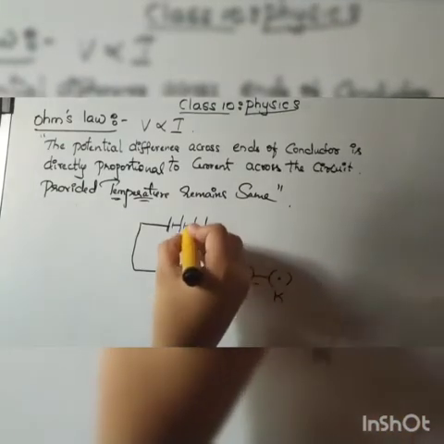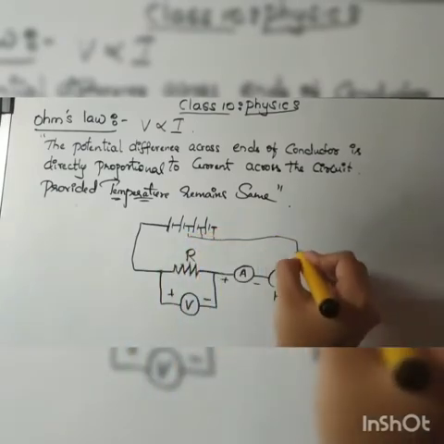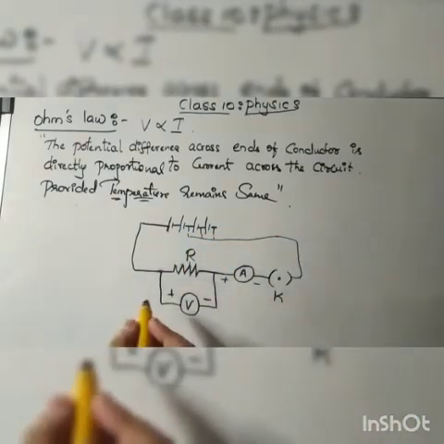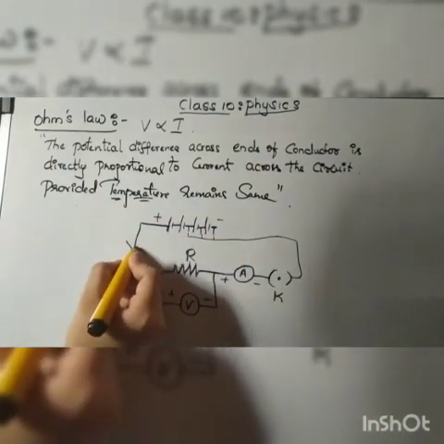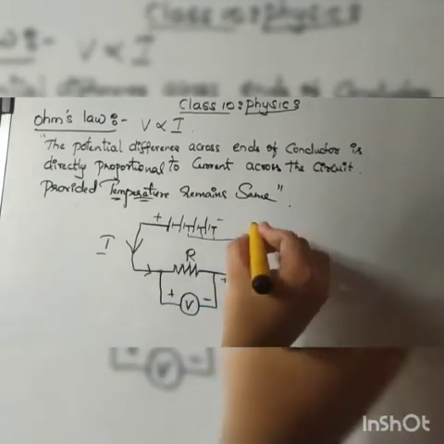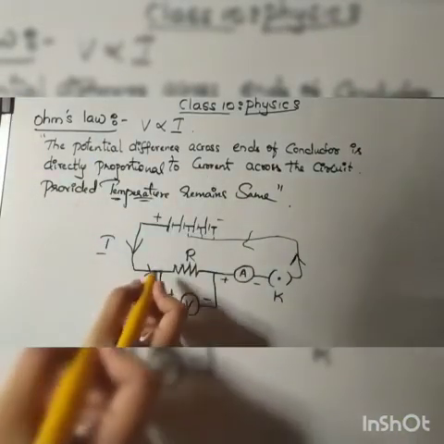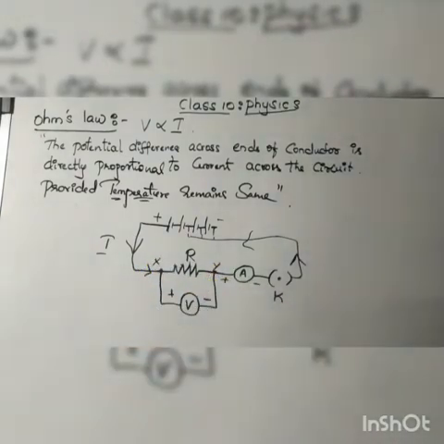Now I'll connect it to the circuit. You know that this is the positive end and this is the negative end, so obviously current flows like this. This is the direction of current here. Let me take this point as X and this one as Y.